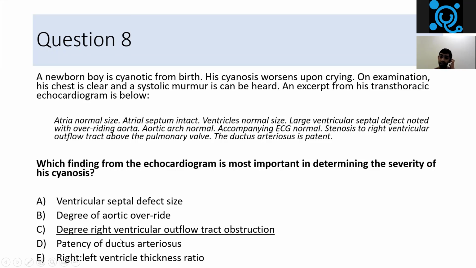The one finding that's not seen here from the tetrad is right ventricular hypertrophy, which we'll go on to in a second. Okay? So the ventricular septal defect, the overriding aorta, and the right ventricular outflow tract obstruction are all part of the tetralogy of Fallot. Patent ductus arteriosus is just a physiological finding that you would expect to see in a baby of this age. And then the right to left ventricle thickness ratio, it's not really a thing. Okay?